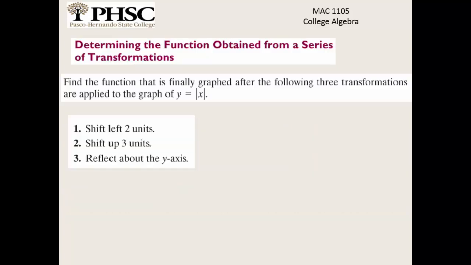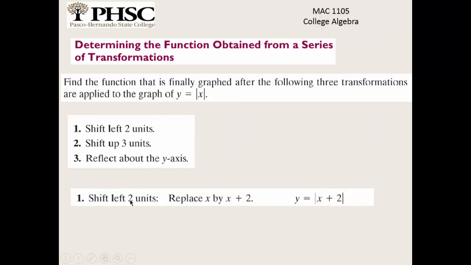So the last thing we're going to talk about is determining the functions obtained from a series of transformations. So here we have the original function y equals absolute value of x. We're going to shift it left 2 units, shift up 3 units, and reflect about the y-axis. The first thing is to shift it left 2 units. What we're going to do is replace x by x plus 2, so then the function becomes y equals absolute value of x plus 2.